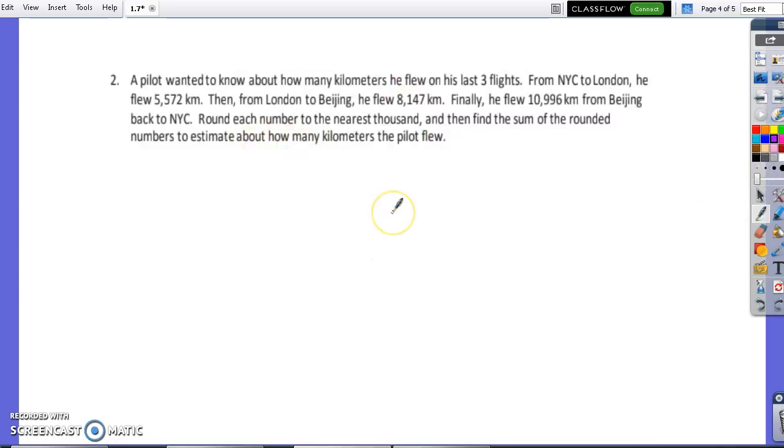Okay, and I'm going to do word problem number 2, and that way I can kind of talk you through this one, and we'll see if you can solve number 3 for me. A pilot wanted to know about how many kilometers he flew on his last 3 flights. From New York City to London, he flew about 5,572 kilometers. Then from London to Beijing, he flew about 8,147 kilometers. And finally, he flew 10,996 kilometers from Beijing back to New York City. We're going to round each number to the nearest 1,000, and then find the sum of the rounded numbers to estimate about how many kilometers the pilot flew.